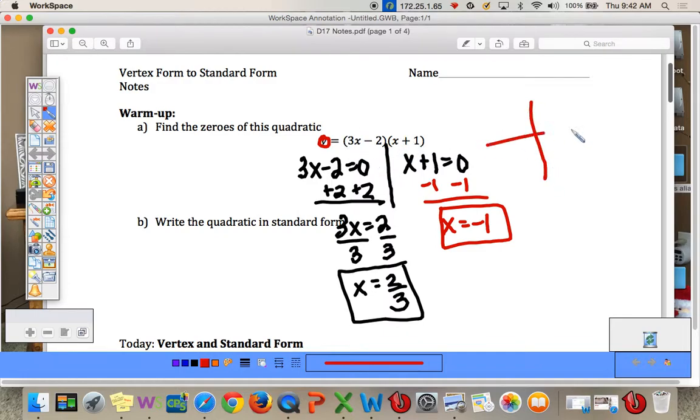So if we were to sketch the function just by looking at the zeros, one zero would be at -1, and one would be at 2/3, so 2/3 in here somewhere. And it would be a parabola that looks something like this.